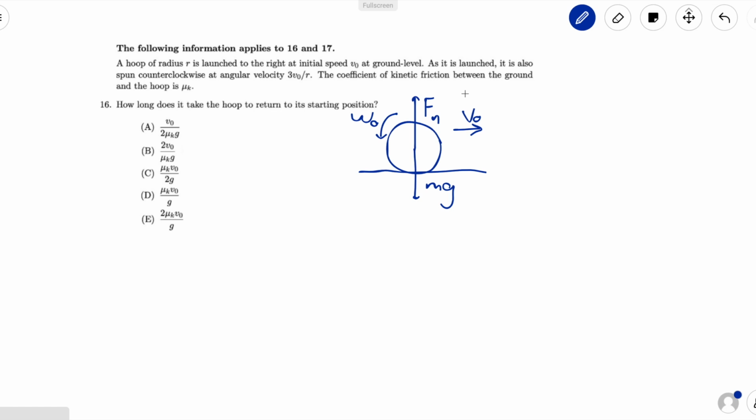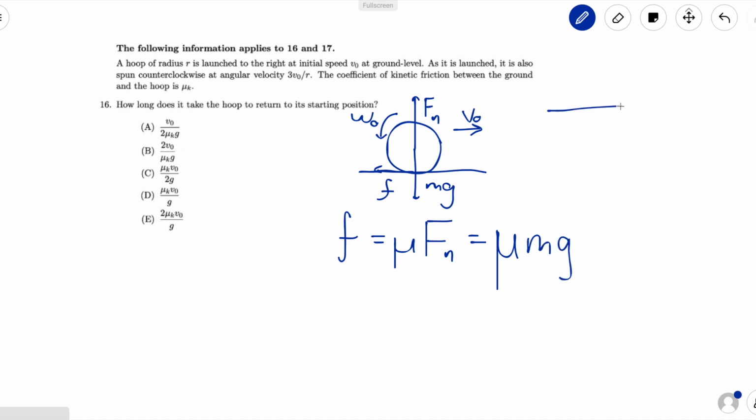Now we don't know what direction the frictional force is, so we'll look at the angular velocity to try to solve for that. Since the hoop is rotating counterclockwise, that means that the contact point between the hoop and the ground is moving to the right, which means that the frictional force, which opposes motion, would be towards the left. And we also know the magnitude of our frictional force, because the frictional force is equal to mu times F_N. And since we mentioned earlier that F_N was equal to mg, the frictional force is equal to mu mg.